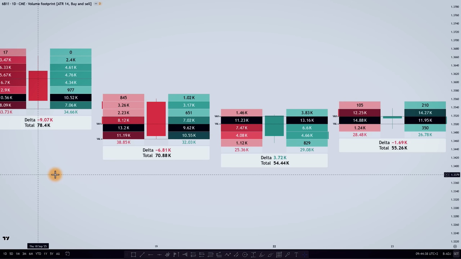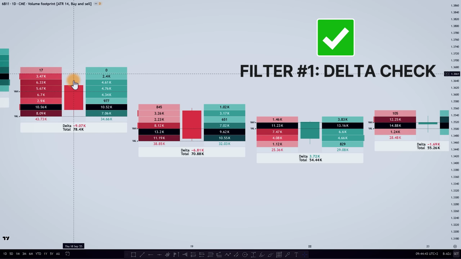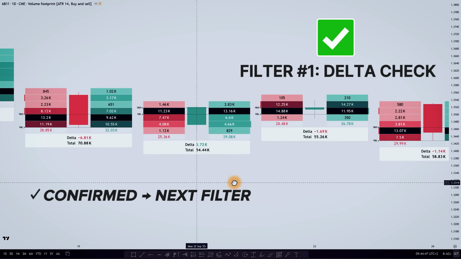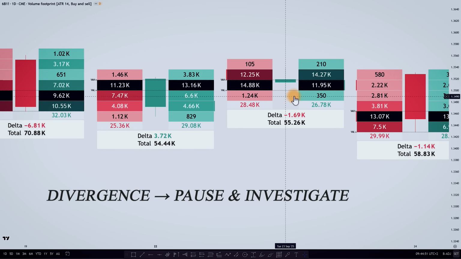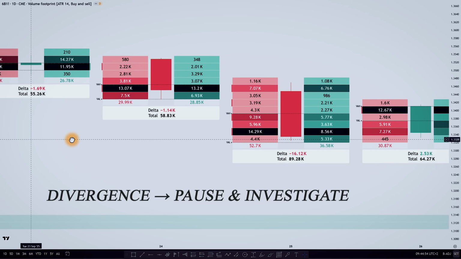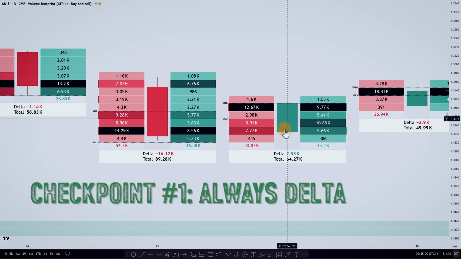Here's how to use this as your first filter. Before any trade, check the delta. Is it confirming or diverging? If delta confirms the move, proceed to your next filter. If delta diverges, look deeper. Something might be wrong. Delta is your first checkpoint, not your only checkpoint, but always your first.